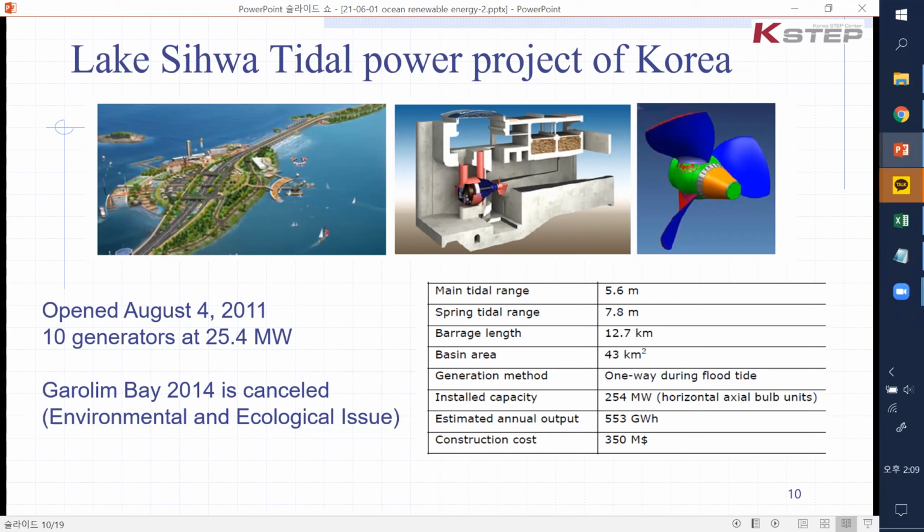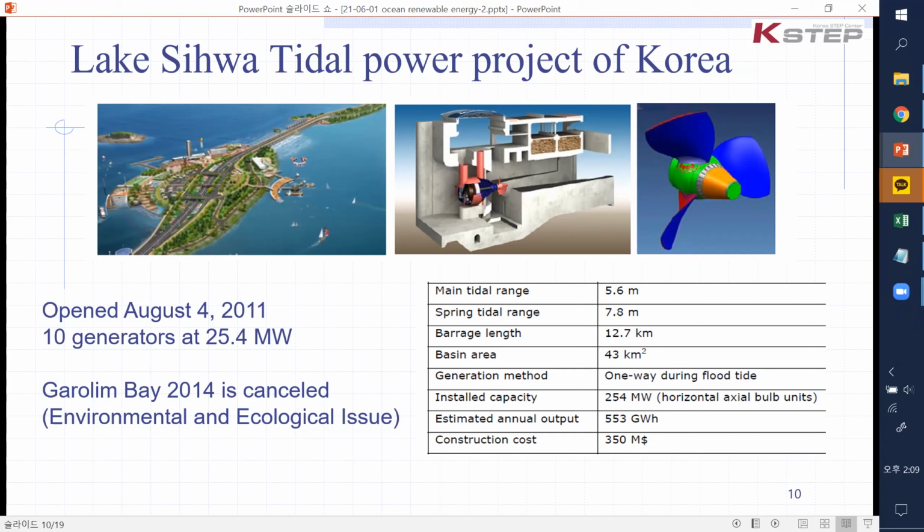So comparing to the size of this dam and lake, you may see that wind power systems go very big nowadays. And Garolim Bay, there is another project, but it was canceled at the time. But in the future, it can be revived again. Right?